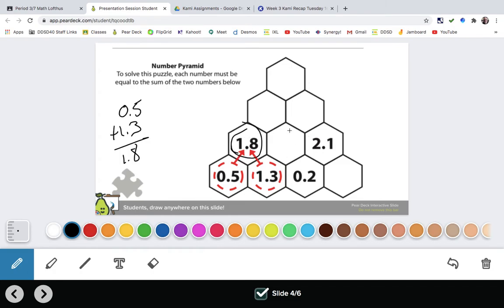If we want to fill this one in, then I'm going to do 1.3 plus 0.2. And I get 1.5. That goes right there. So again, this is an option. If you want to solve this, I will certainly take a look at it.